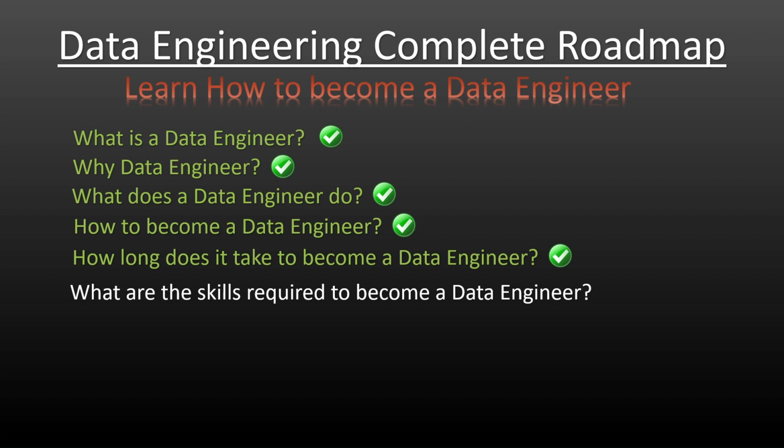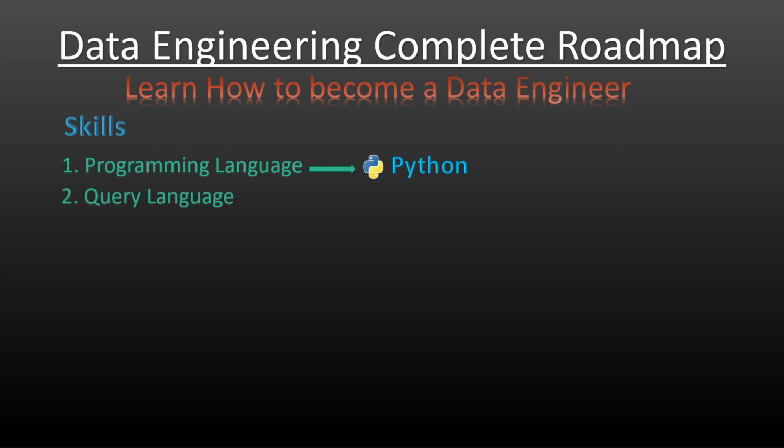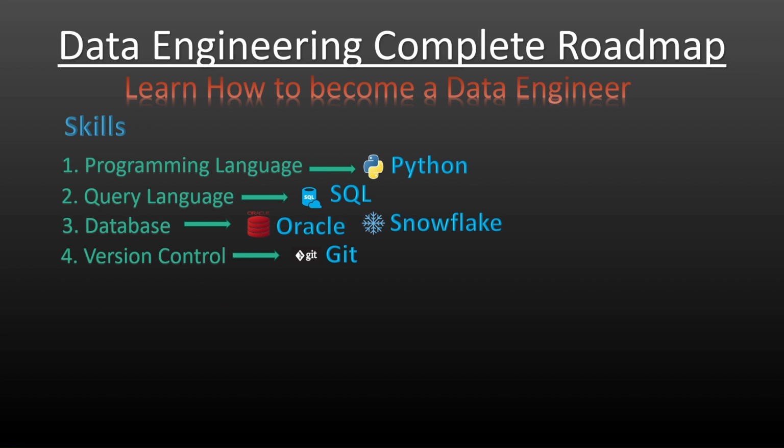To become a data engineer, you will have to know a programming language. Python is good for this. In this series, I will teach you Python. Apart from this, you need to know a query language like SQL. Database knowledge is mandatory, like Oracle and Snowflake. You can use any other database besides this. You can use Git or Bitbucket to manage and store the code, but it is not compulsory.